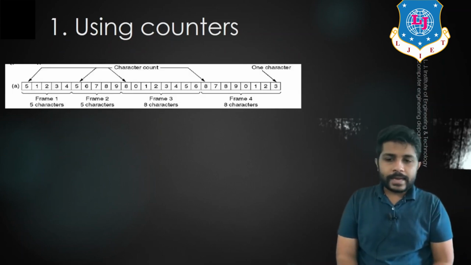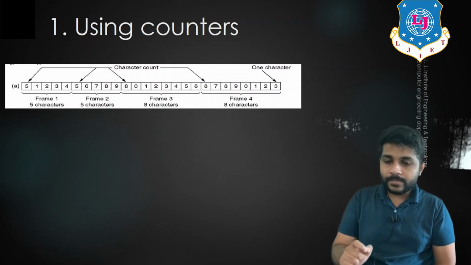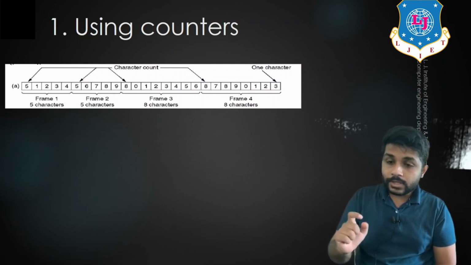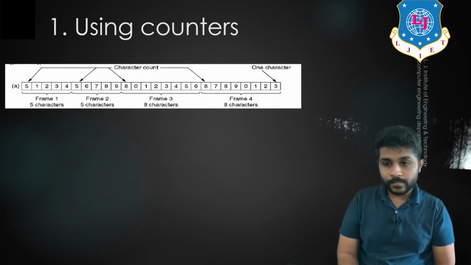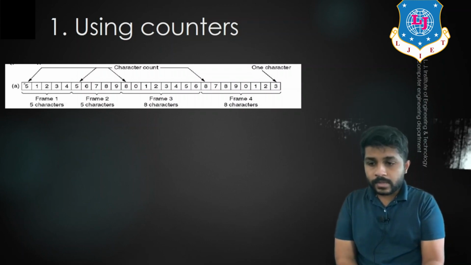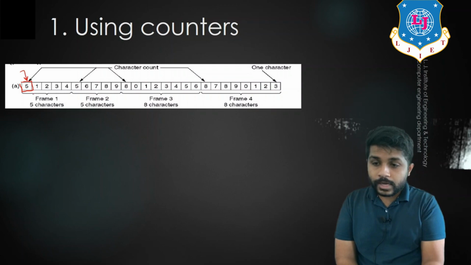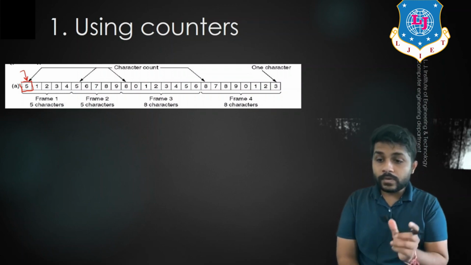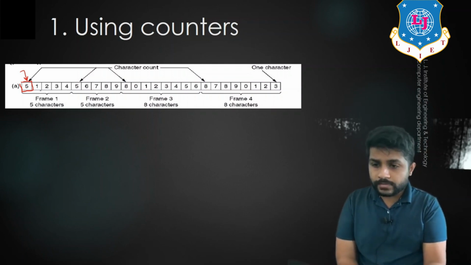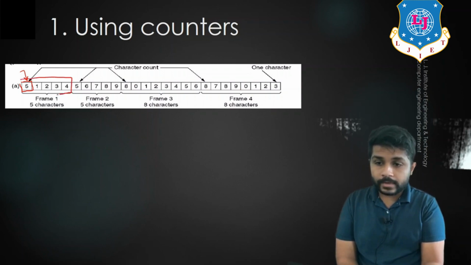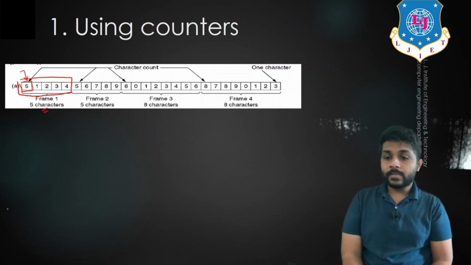Now in the character count method, hear me students, the first character of the frame tells you the size of the frame. You can see in this figure, this is the first character of the frame and its value is 5. So the first character of the frame tells the size of the frame. It means how many characters are there in the frame. So the first character is 5. It means this frame has a total of how many characters? 5 characters. So this is our frame 1.